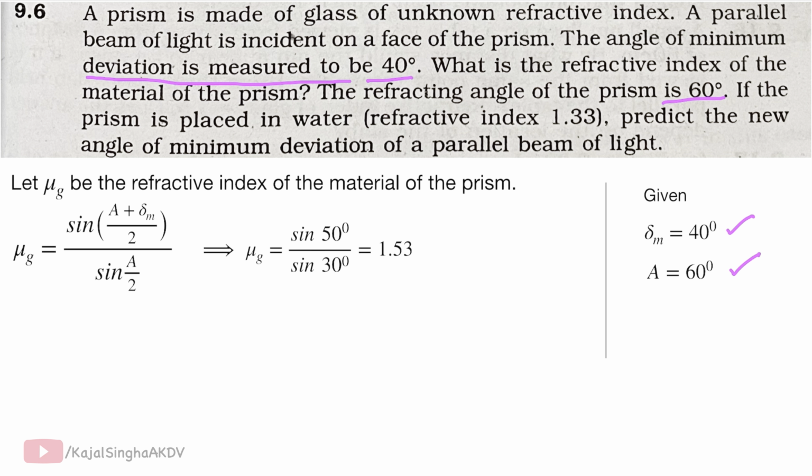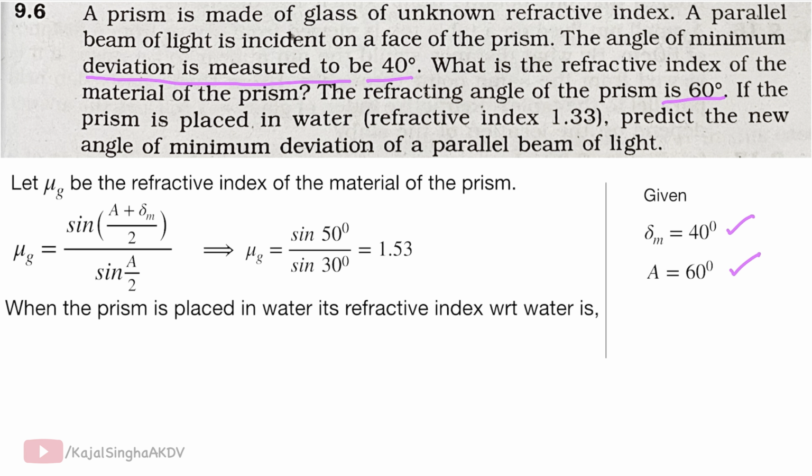When the prism is placed in water, its refractive index with respect to water is w mu g, which is equal to mu g by mu w. Now we have already calculated mu g as 1.53 and mu w is given as 1.33. So we get w mu g equals 1.15.